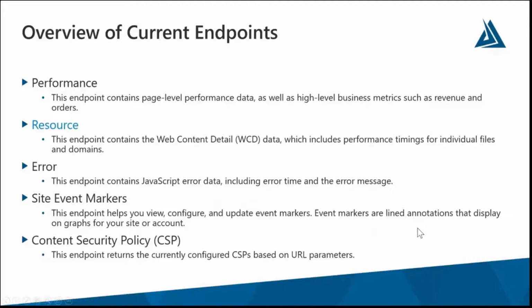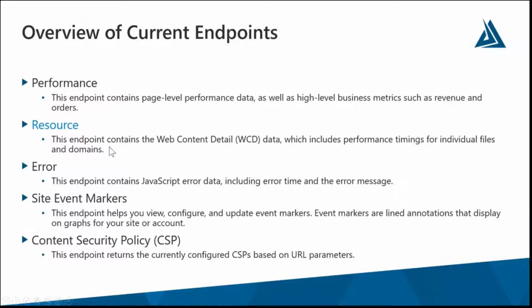All right, so just at a high level, these are the 5 endpoints that the Blue Triangle API currently has. So there's performance, resource, error, site event markers, and content security policy. So the 3 at the top are actually a little different than the 2 at the bottom. The 3 at the top are really for data access. So let me just go through those 3 real quick. The performance endpoint is for page level data. This is things like onload and time to interactive, and it also includes business metrics like revenue and orders. It includes page views and that sort of thing.